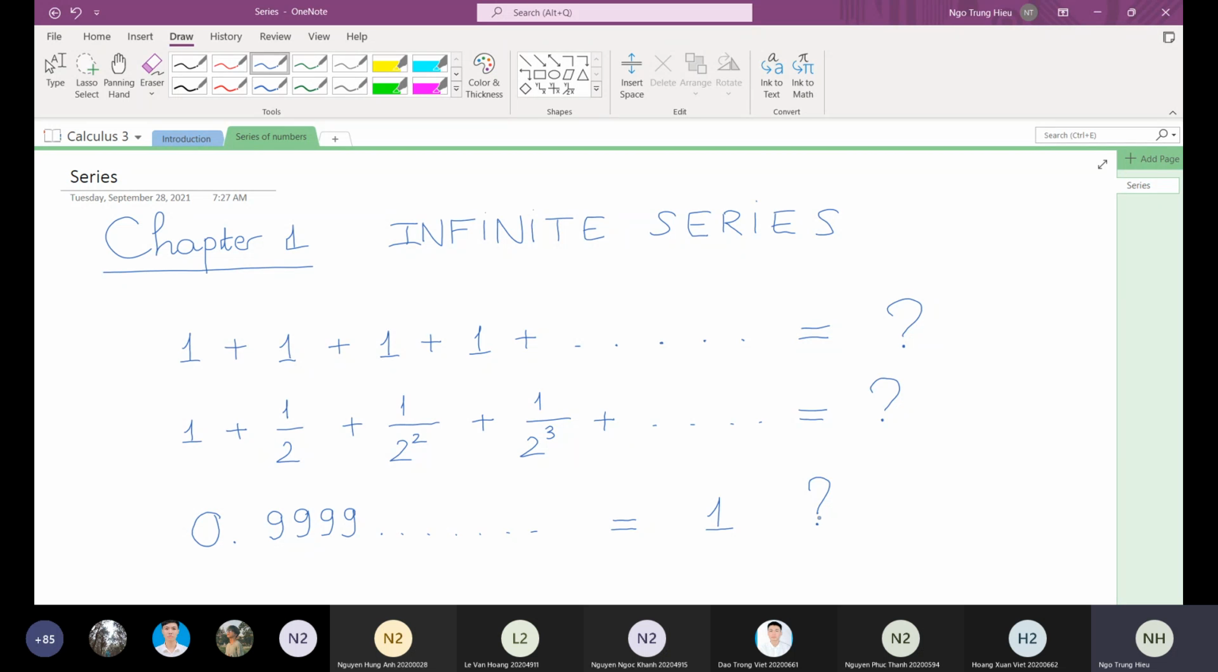For the first question, does anyone know the answer? Infinity. Infinity, right, that's correct. It goes 1 plus 1 equals 2, and if we add 1 then it equals 3, then plus 1 equals 4. How about the second one? 1 plus 1 half plus 1 over 4 and plus 1 over 8, what is this number? Two. Right, that's correct. Very good. And how about the third question? Is it true or false? True. True, right. Okay, very good.